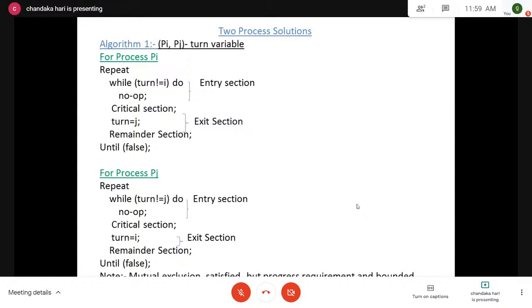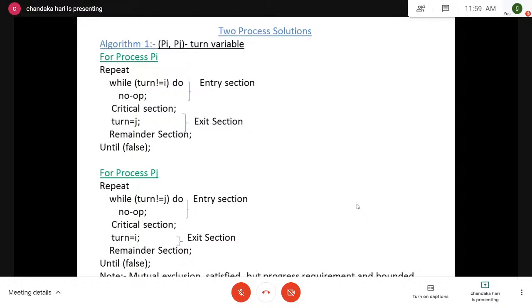Similarly, if process Pj wants to enter into the critical section, first of all it checks whether turn is equal to j or not. If it is not j, then it is simply a no operation. That implies you are not allowed to enter into the critical section, because at the moment process Pi is executing in the critical section. After completion of that, it sets turn equal to i, giving an indication to Pi: come on, you are allowed to enter into the critical section. And the remainder section can be executed at any moment of time.